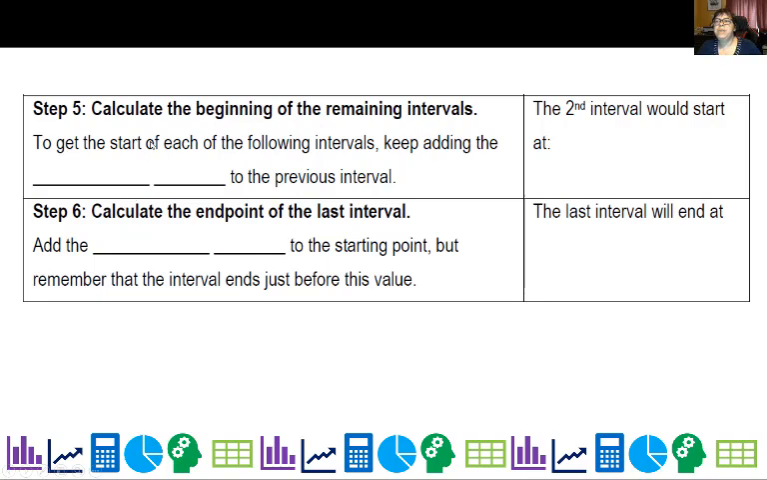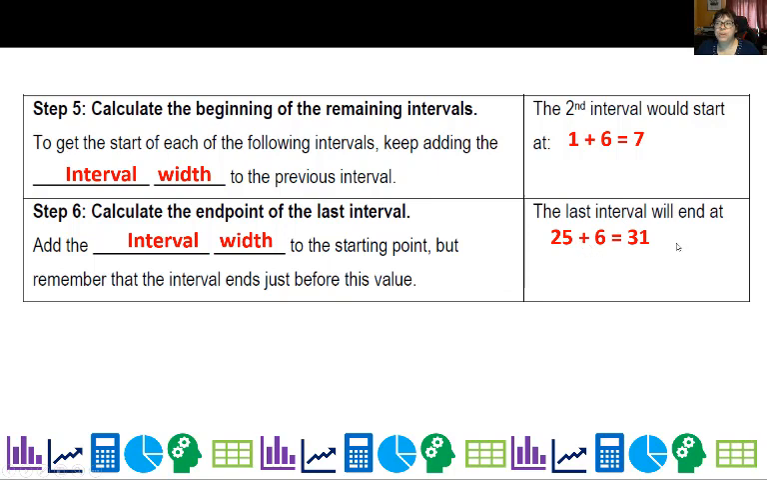So calculate the beginning of the remaining intervals. We're just going to add the class width each time, or the interval width. So if the first interval starts at 1, we add 6 to it. The next one would start at 7. And then the end point of the last interval, you add the interval width to the starting point, but remember that the interval ends just before this value.